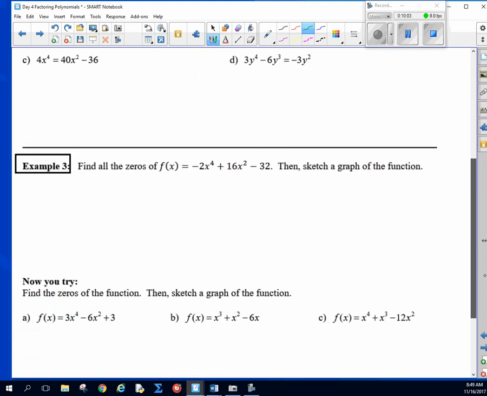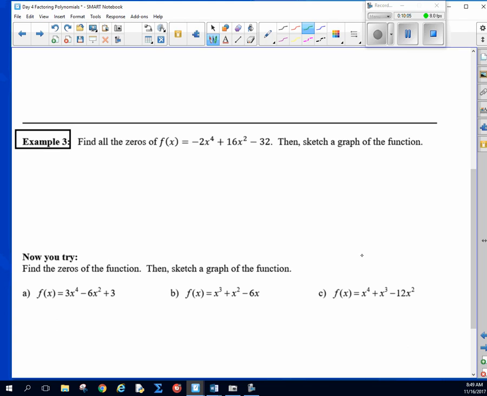And so finally, number 3 says find all zeros of f of x equals negative 2x to the fourth plus 16x squared minus 32. Then sketch it. So again, this looks quadratic form. This is a 4. This is a 2. The 2 is half of 4. I'm going to take out a greatest common factor, or a common factor of negative 2.